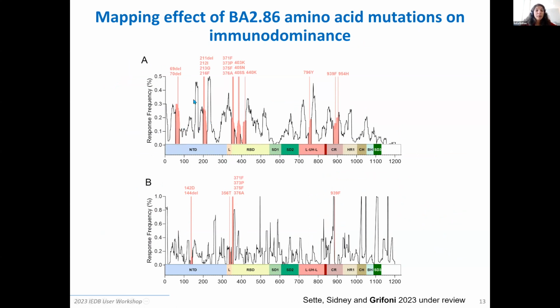Nevertheless, the peaks of response that you observe essentially tell you how frequently that particular region is recognized in the population. So we were happy to see that the regions that have decreased are not necessarily the most immunodominant.